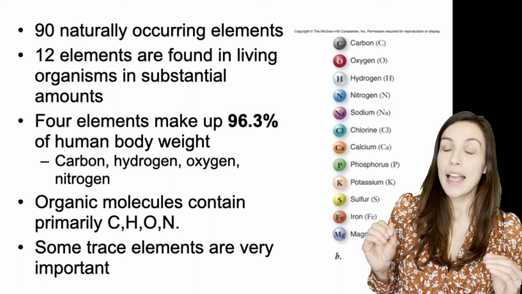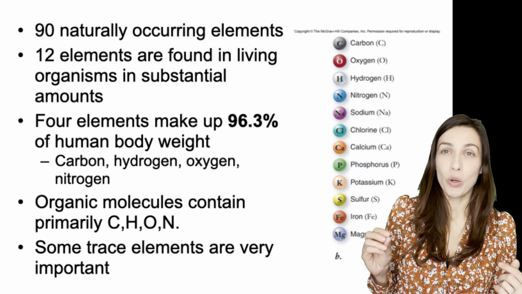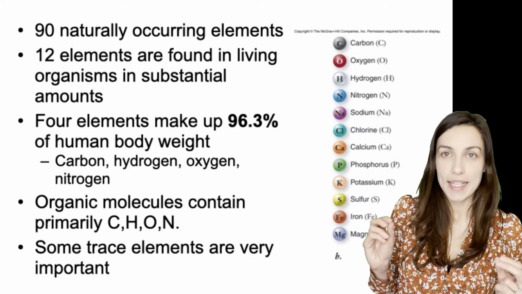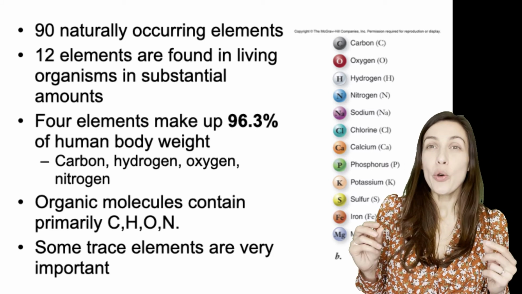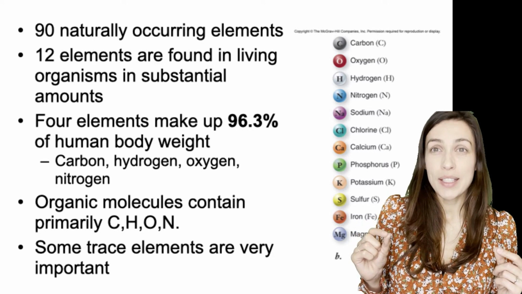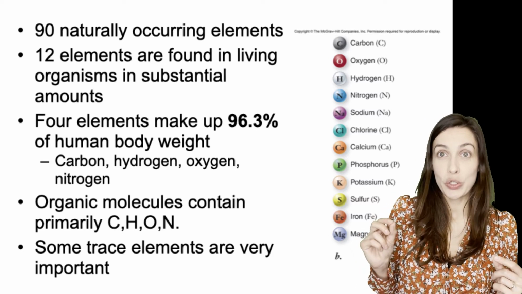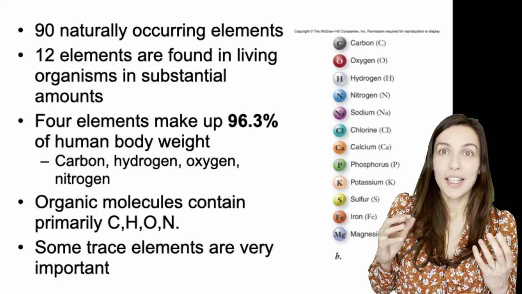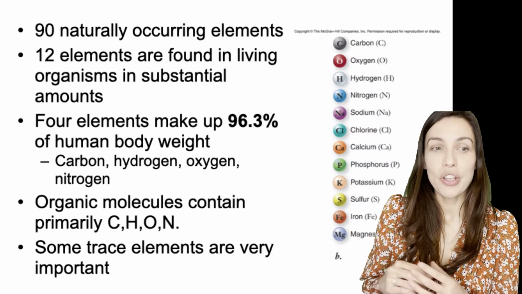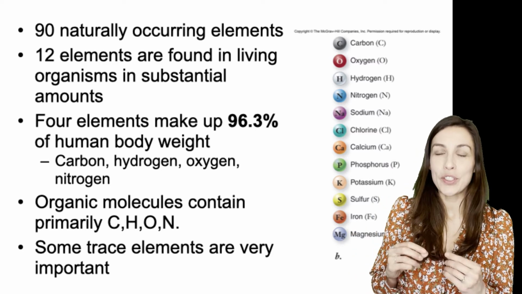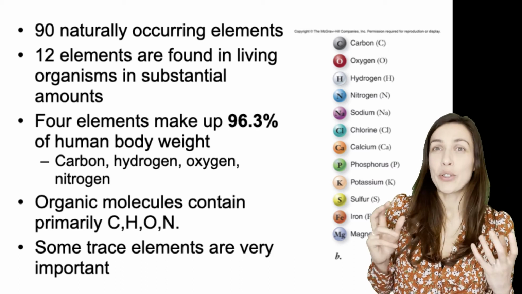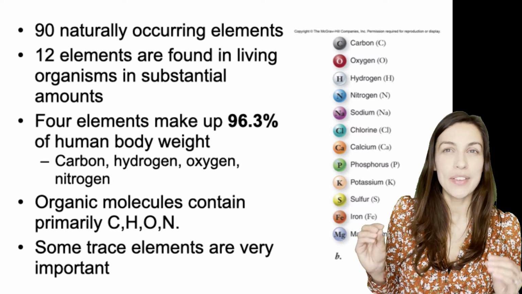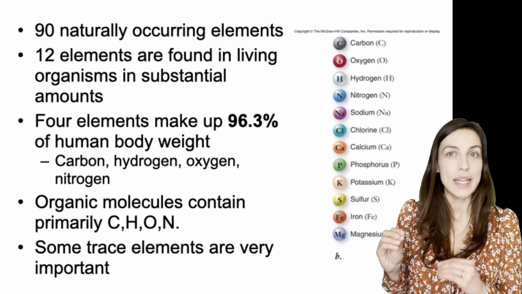Some elements are found in living organisms in tiny amounts, and they're called trace elements. Although they are found in such small amounts, they are extremely important to the function of a human or any other organism. So we often have to take vitamins or eat certain food in order to ensure that we have the exact right amount of these trace elements.